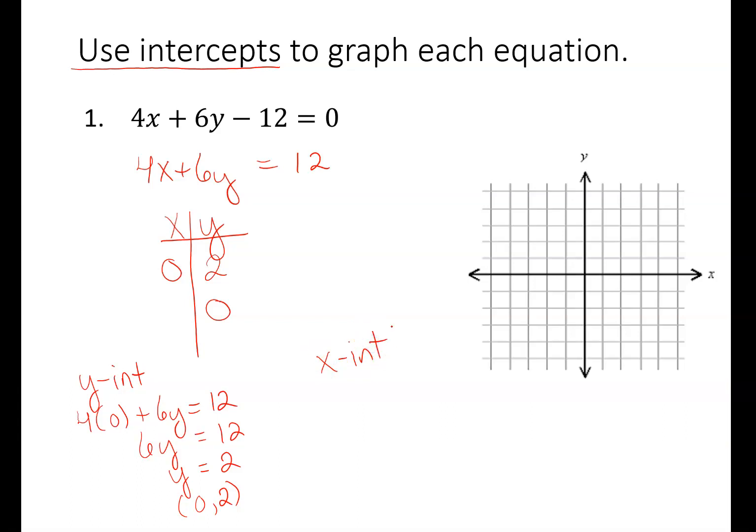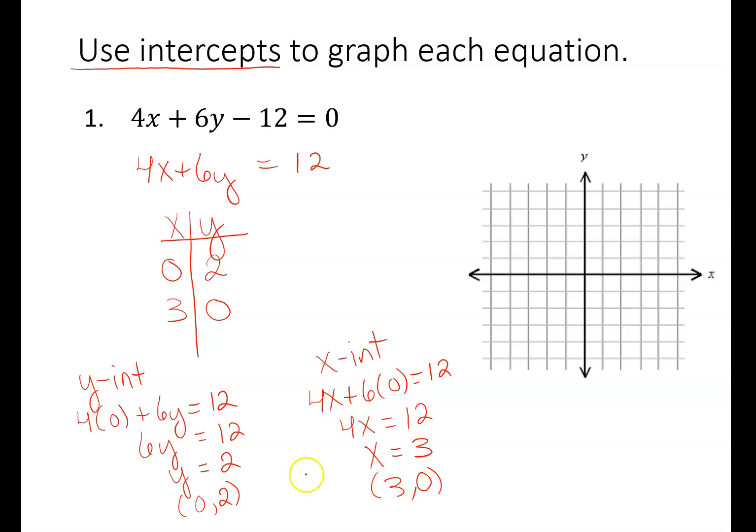So the work for the x-intercept, I'm going to let y be 0. So 6 times 0 is 0. You would get 4x equals 12 and x equals 3. So that 3 will go in your table. The x-intercept is (3, 0).